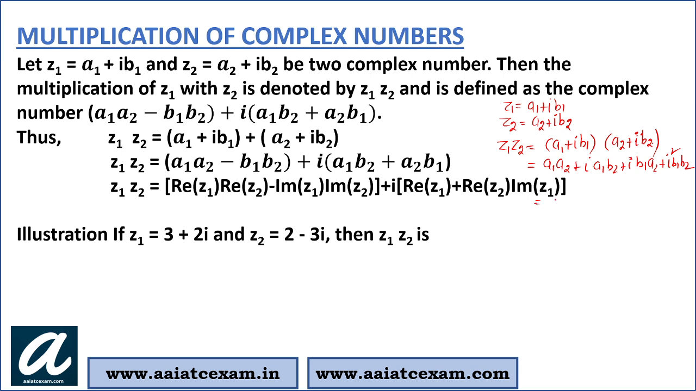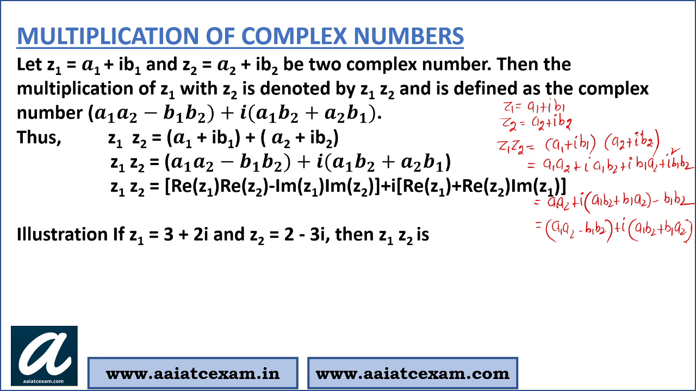Students, you will get a1 a2. If you take iota common, this will become a1 b2 plus b1 a2, and minus b1 b2. So your answer should be a1 a2 minus b1 b2 plus, if you take iota common, a1 b2 plus b1 a2. So this is how you will multiply the two numbers. It is just like multiplication of two numbers, nothing extraordinary.